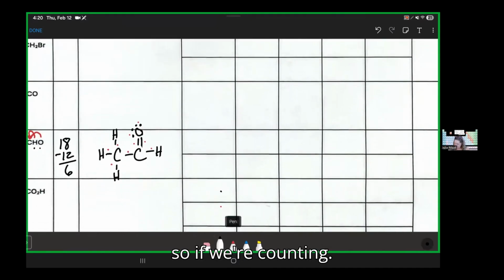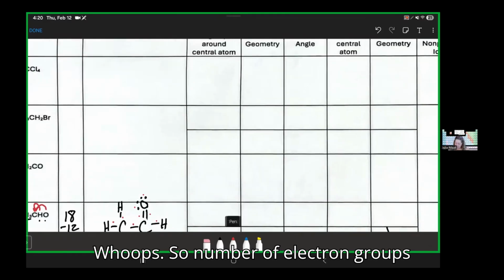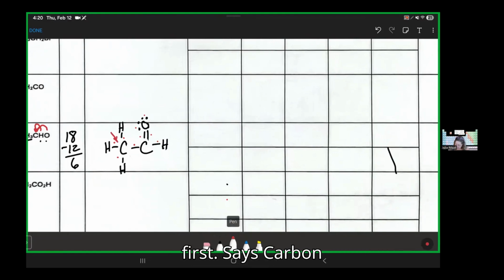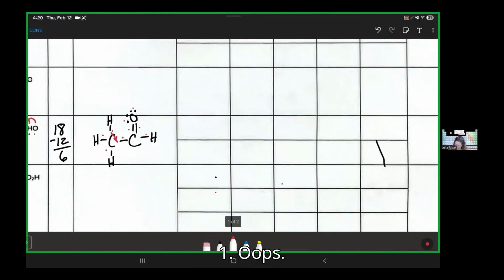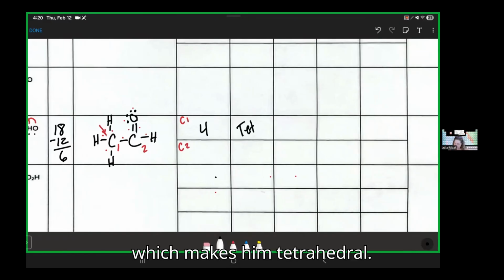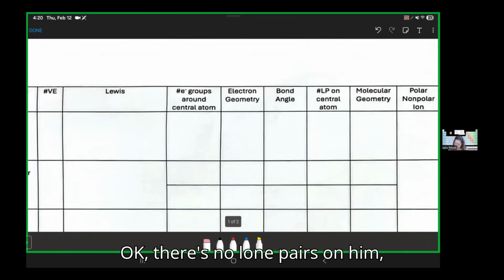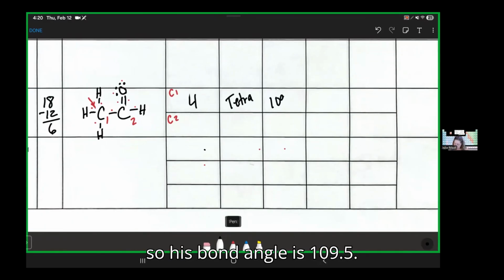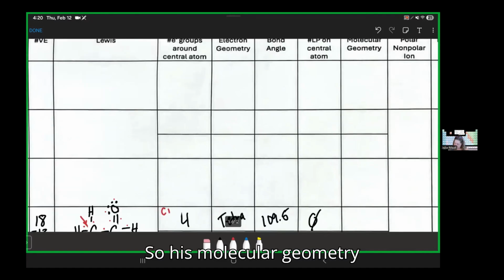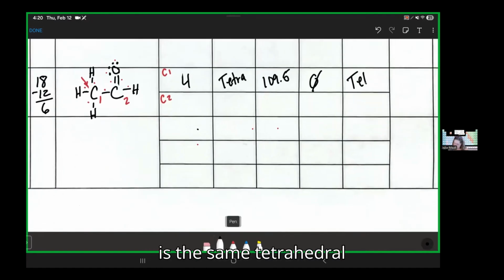Okay, so if we're counting number of electron groups around the central atom, that first carbon, we're doing the first carbon first. So it's carbon 1, and that's carbon 2. So carbon 1, carbon 2. Carbon 1 has 4 groups of electrons stuck on 4 sides, which makes him tetrahedral. Okay, there's no lone pairs on him, so his bond angle is 109.5. Okay, he's got no lone pairs, so his molecular geometry is the same, tetrahedral.